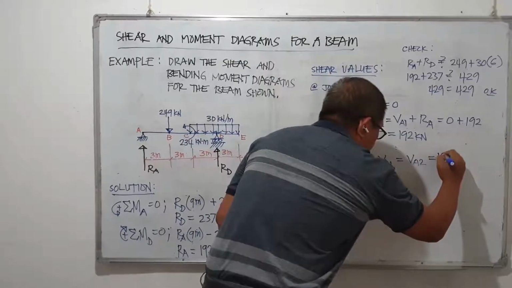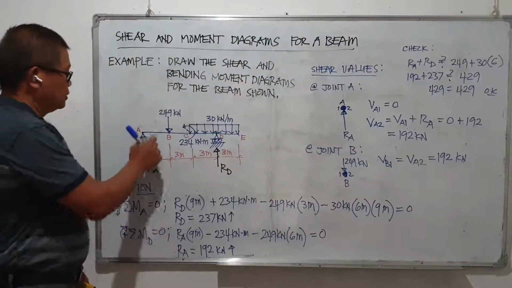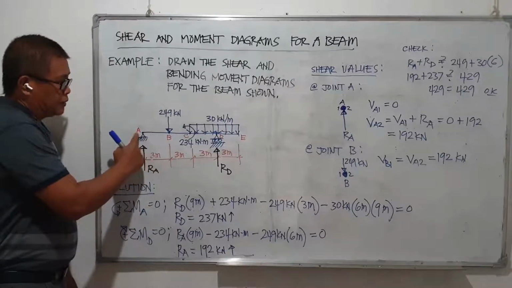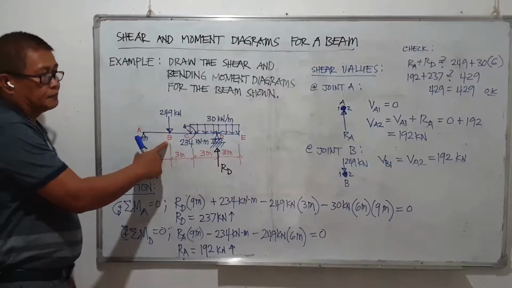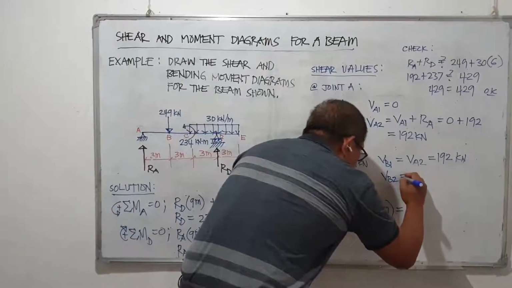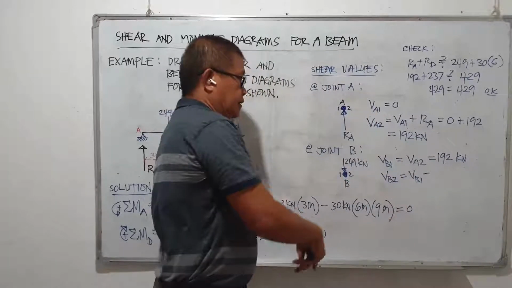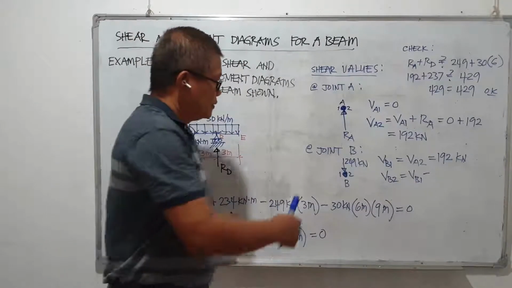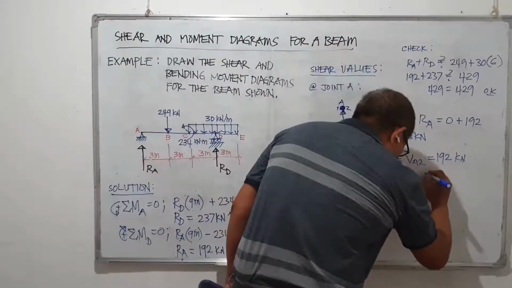And this is equal to 192 kilonewtons, because there is no load between A and B. The shear a little to the right of A would just be equal to the shear a little to the left of point B. And then V sub B2 is equal to V sub B1 minus forces that are directed downward would develop negative shear. So the 249 is downward, so we have a negative value for that in developing the shear.